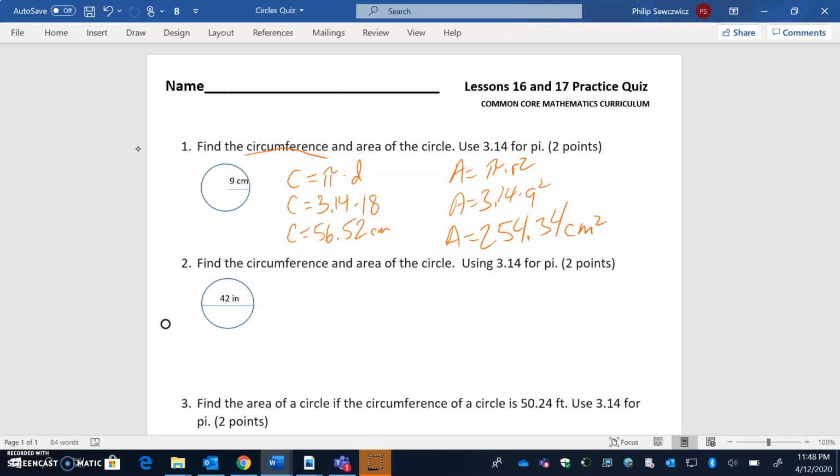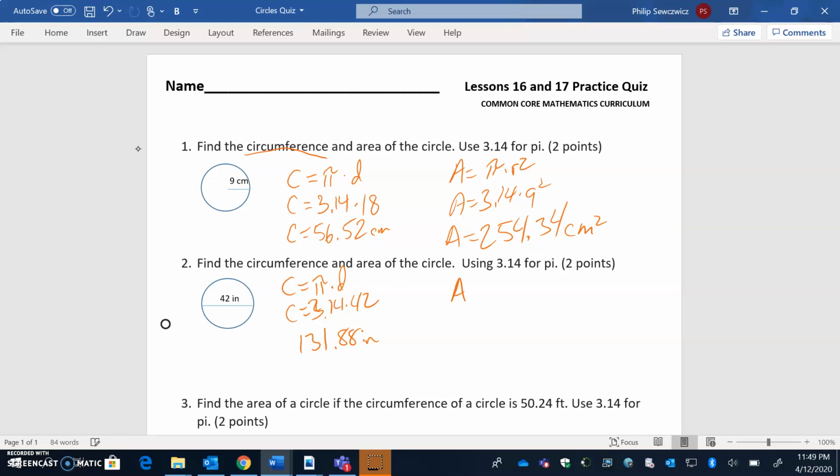Question 2, same thing, circumference and area. What I do want to notice here is that they gave me the diameter. That 42 does go all the way across. So use the 3.14 like it says, and use the diameter of 42. So 3.14 times 42, I get 131 and 88 hundredths inches. Again, a little estimation there, 3 times 40 is 120, so I feel pretty good about it as well. Estimation is a nice way of quickly checking this.